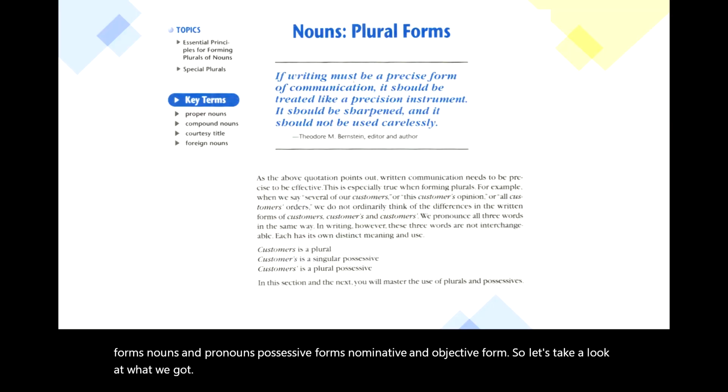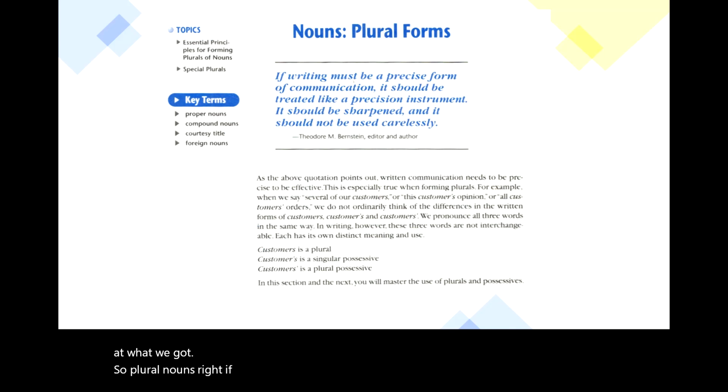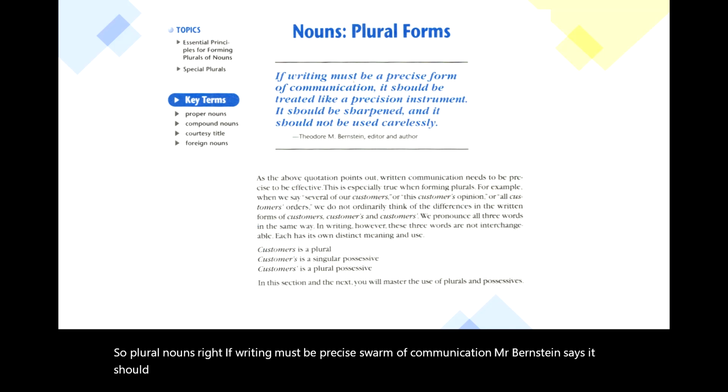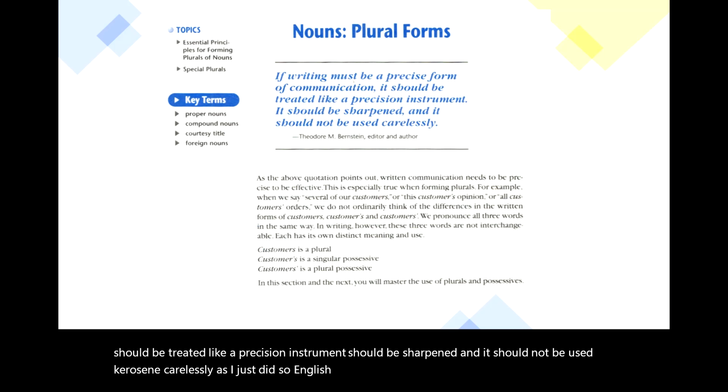So, plural nouns. If writing must be a precise form of communication, Mr. Bernstein says it should be treated like a precision instrument, it should be sharpened, and it should not be used carelessly, as I just did. So English certainly has a lot of rules and regulations when it comes to, or agreements, I should say. So let's take a look at some.